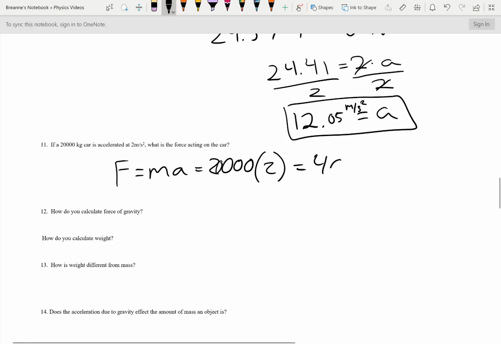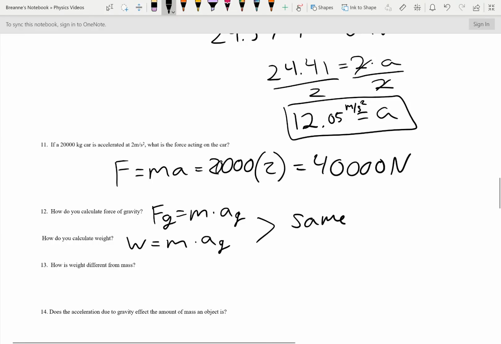And that'll just equal 4 newtons. So how do you calculate force of gravity? That is just your force of gravity equals mass times acceleration due to gravity. How do you calculate weight? Well, guess what? It's the same thing, because weight and force of gravity are the same.